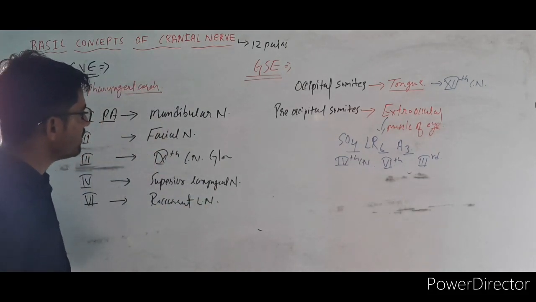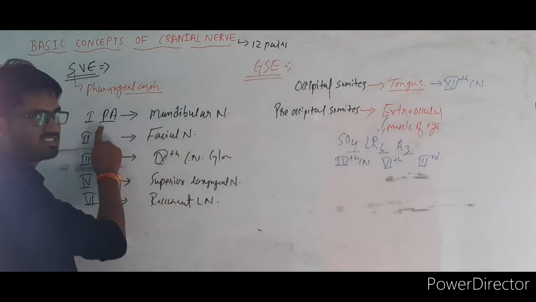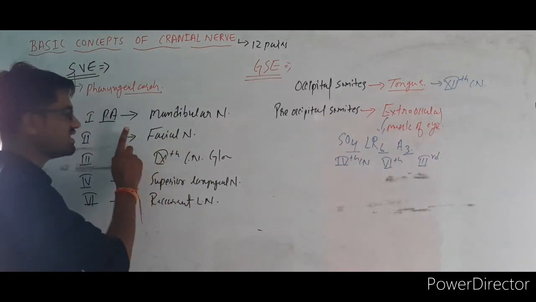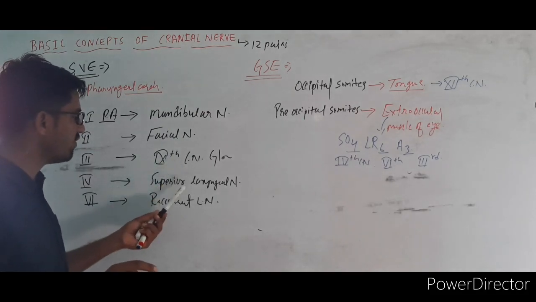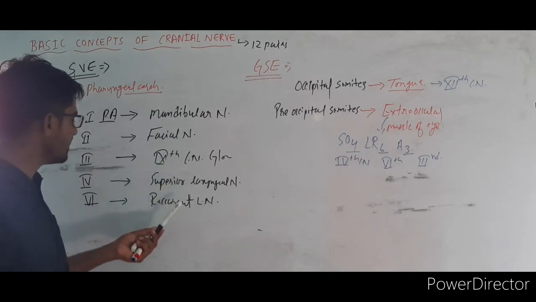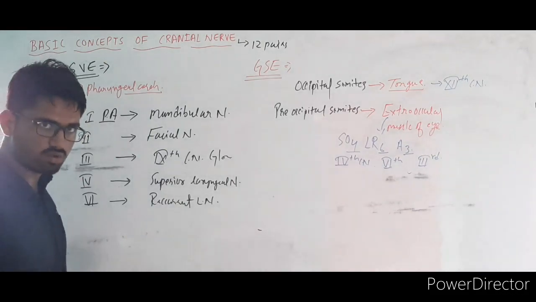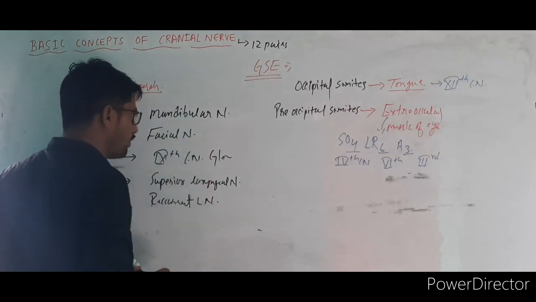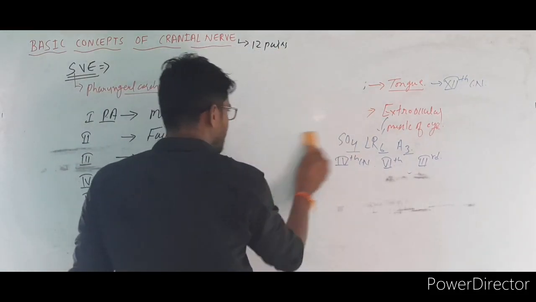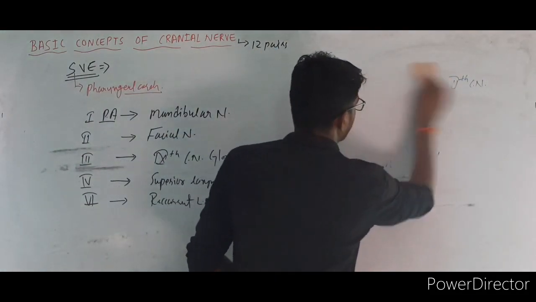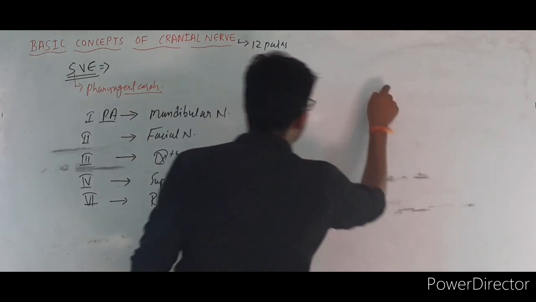So can you tell me? See, mandibular nerve from the first pharyngeal arch. What is the nerve for the second pharyngeal arch? That is the facial nerve. Here is the glossopharyngeal nerve. Here is the superior laryngeal for the fourth, and for the sixth, recurrent laryngeal nerve. So this is the mandibular nerve. I just want to write something here. I hope you got this concept.